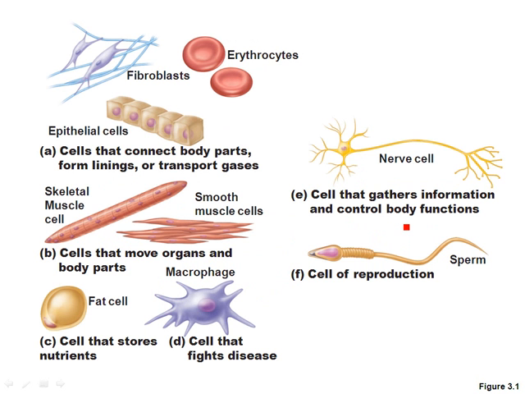Now we have a ton, I think over 200 different types of cells in our body. We have things like erythrocytes, that's just a red blood cell. We have fibroblasts, we have epithelial cells. So these are all cells that basically connect body parts. Fibroblasts are parts of connective tissue, kind of the glue that holds you together. Erythrocytes, they transport gases, oxygen, carbon dioxide. Epithelial cells are lining cells. You'll find them inside your mouth, your digestive system, things like that.